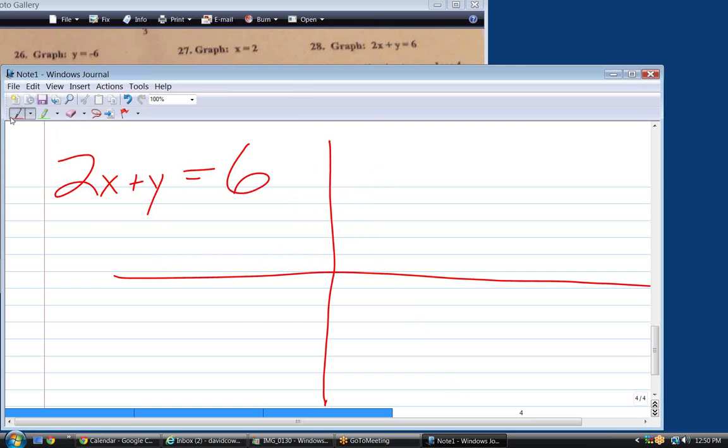Remember I said yesterday that when a linear equation, which is what this is, it's the equation of a line, when it's in standard format, there's actually an easier way to graph it. And that's to figure out the y-intercept and the x-intercept. And when you do that, you don't have to worry about slope. What's the x-intercept? Where is this line going to cross the x-axis?